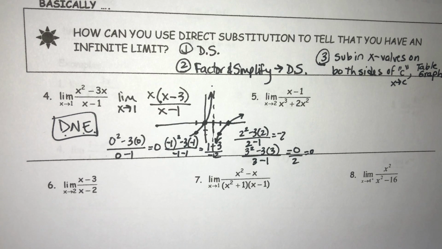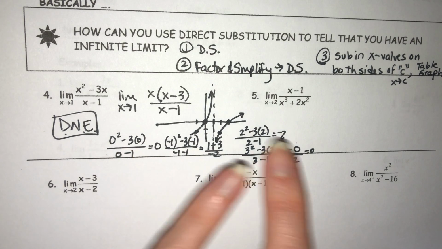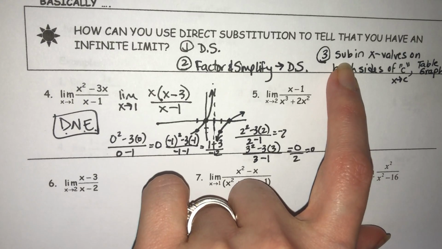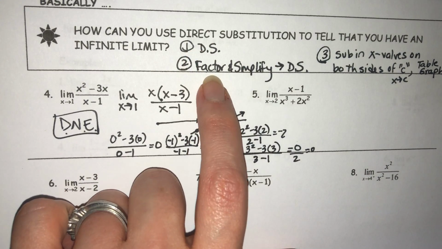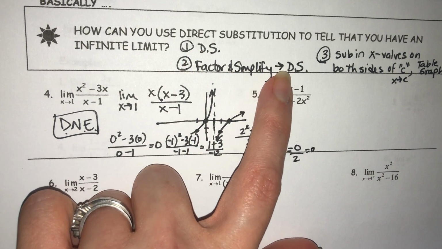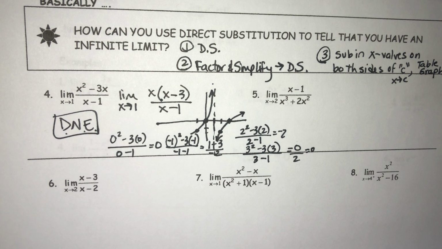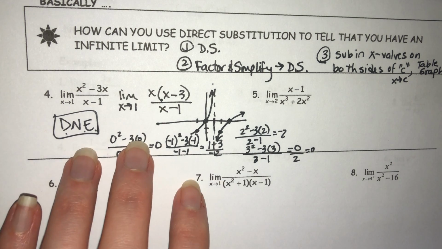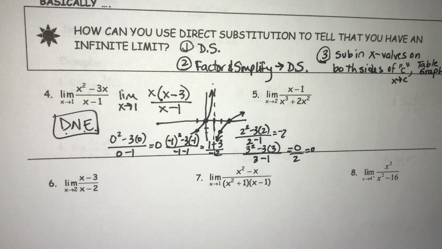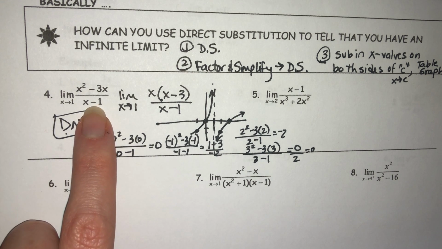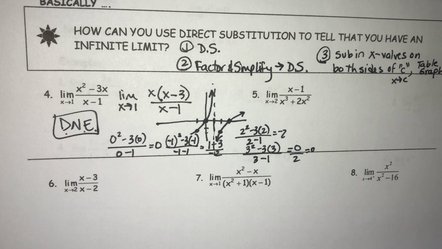Okay, so yes, the table and graph method is what you have to resort to if direct substitution, or factor and simplify followed by direct substitution, doesn't work. But really we're substituting numbers into this equation as well, just to the right and to the left of this vertical asymptote to figure out, is it going to positive infinity, is it going to negative infinity, or is it just plain old does not exist?